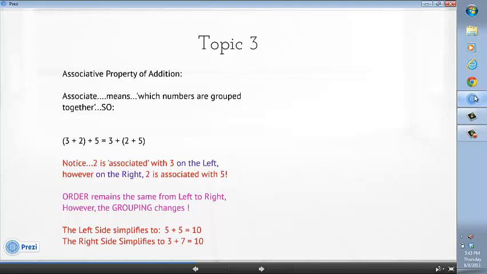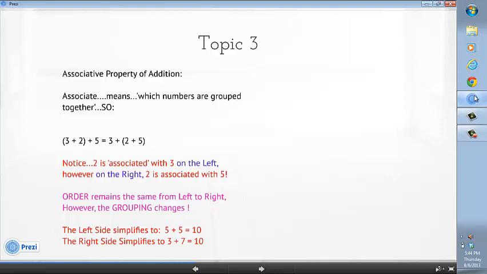Now notice the order doesn't change in this example. So when you have the group 3 plus 2 and then plus 5 more on the left side, to demonstrate the associative property, we would just shift the parentheses down, but the order would stay the same. So on the right hand side, we'd have 3 plus the group 2 plus 5.